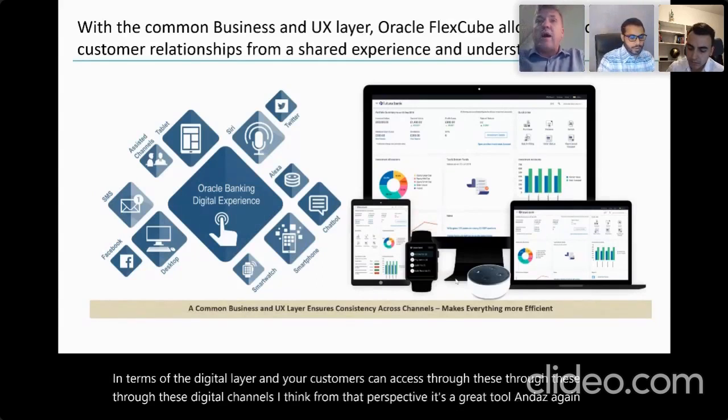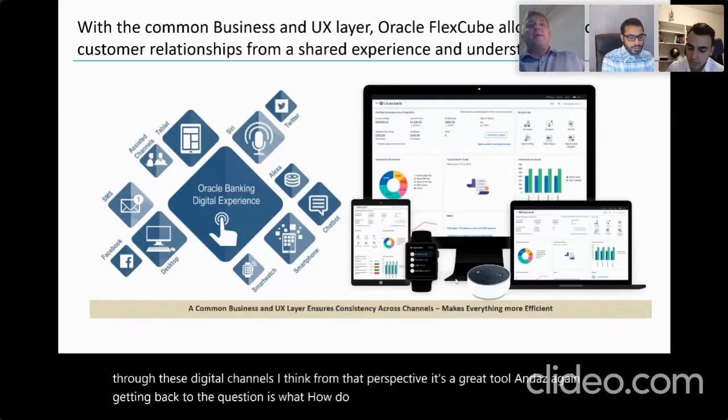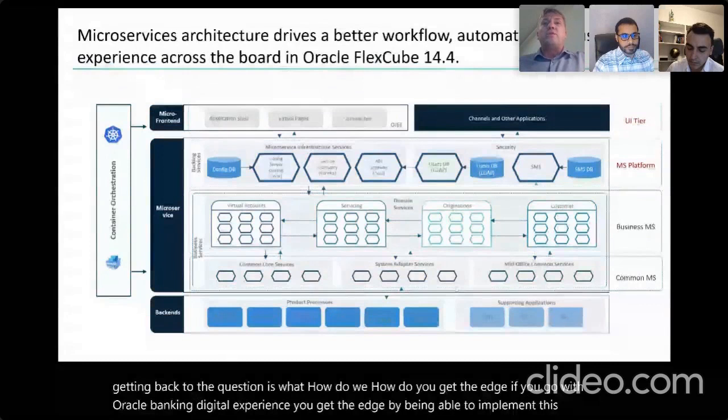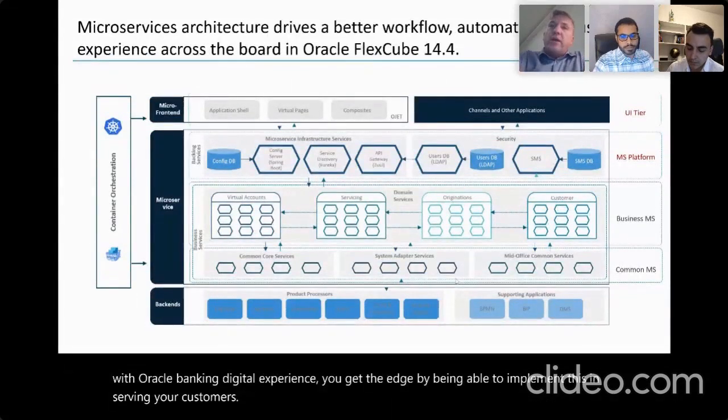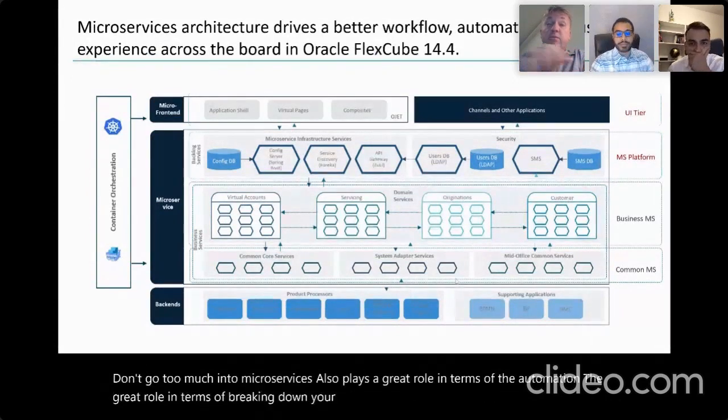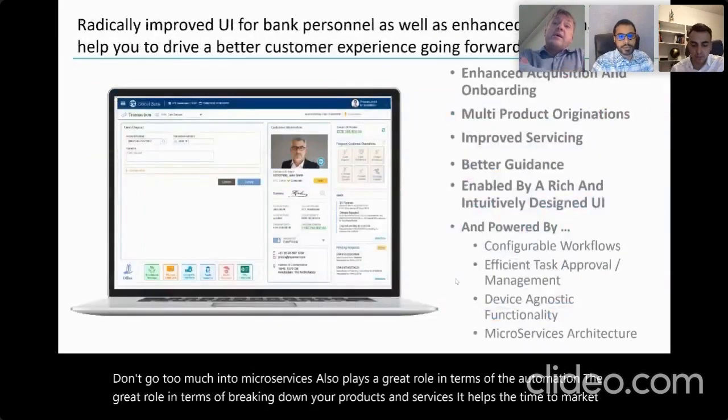I think from that perspective, it's a great tool, and that's again getting back to the question: how do you get the edge? If you go with Oracle Banking Digital Experience, you get the edge by being able to implement this and serving your customers. I don't want to go too much into microservices, although it plays a great role in terms of the automation, and in terms of breaking down your products and services. It helps the time to market.